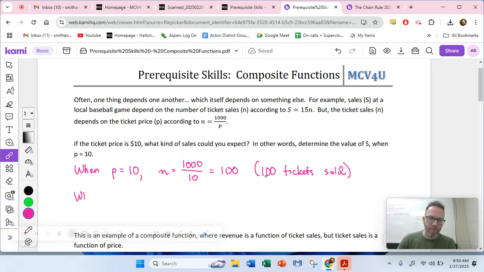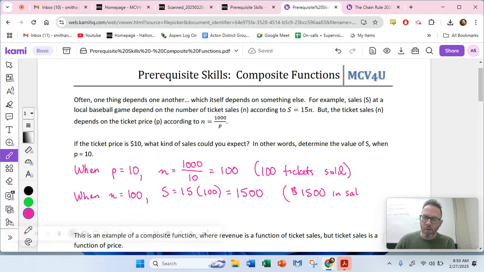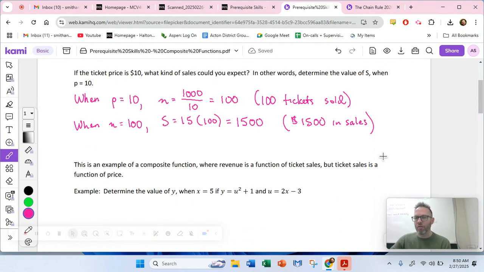When N equals 100, then the sales is equal to 15 times 100. Nothing crazy is going on here, but it's an example of a function of a function. And so 1,500 in sales. So this was an example of a composite function. Sales is a function of the number of people, and the number of people is a function of ticket price. It's a function of a function.